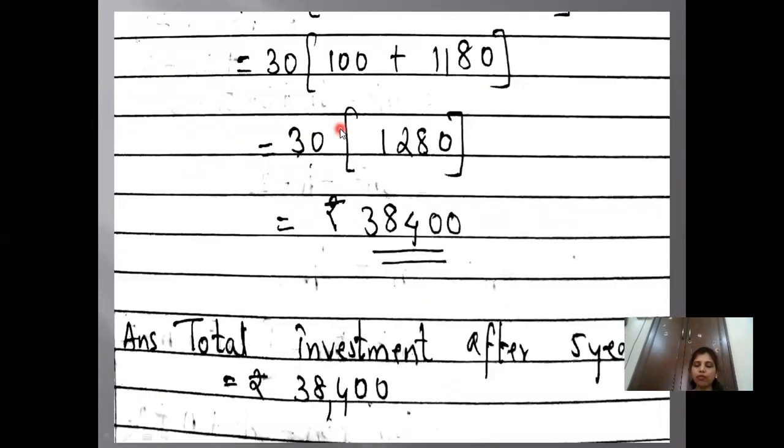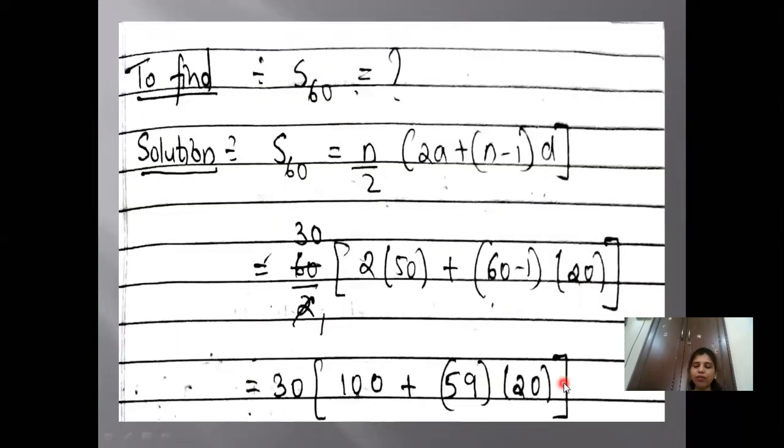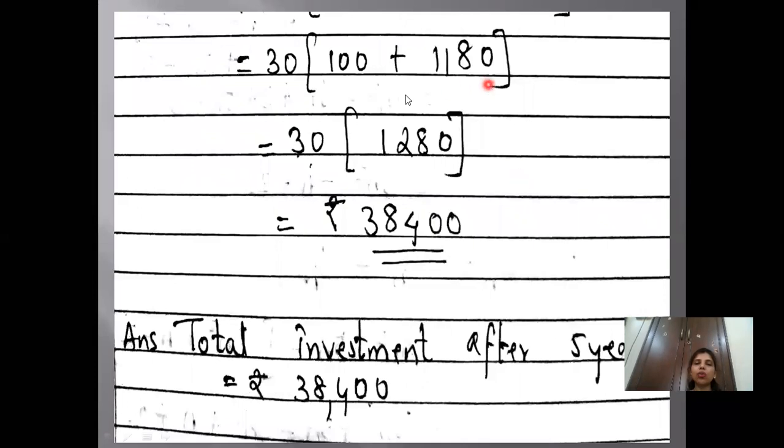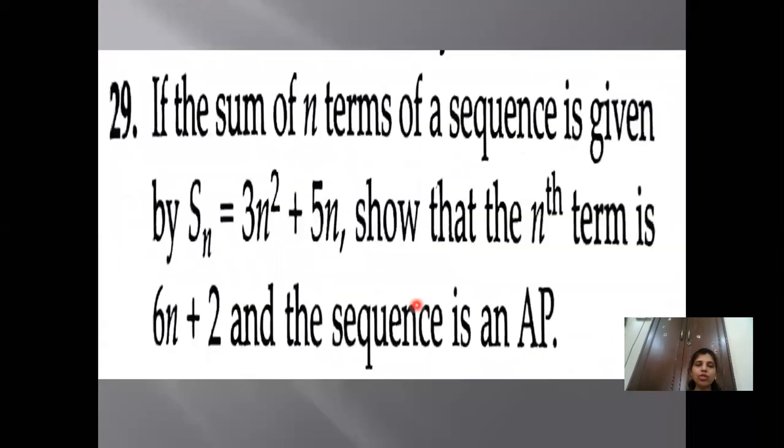So here if you see 59 into 20, we get 1180, and when we add 100 we get 1280, and then we multiply 30 with this, we get 38400. Okay, so 38,400 is the total investment after 5 years. That is the sum he has paid every month. I hope it's clear. Okay, so now we go to the next sum, children.